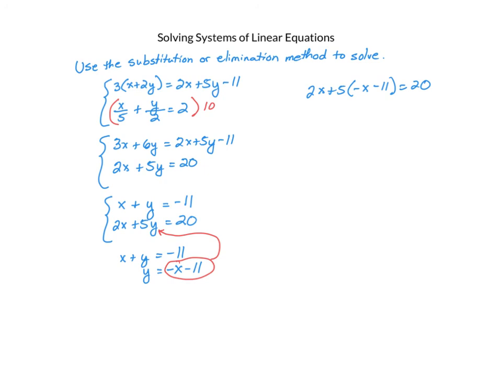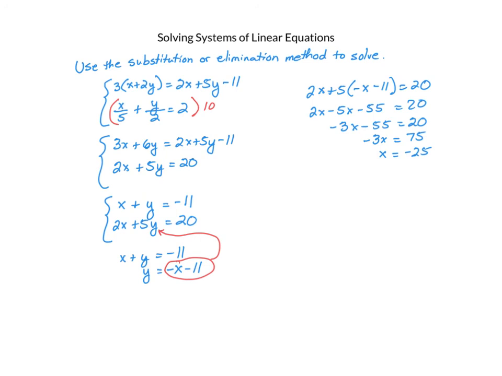Let's continue. So we have 2x minus 5x minus 55 equals 20. Or negative 3x minus 55 equals 20. Add 55. And we have negative 3x equals 75, and divide by negative 3. And I have x equals negative 25.